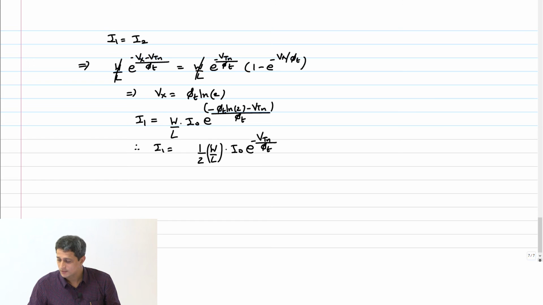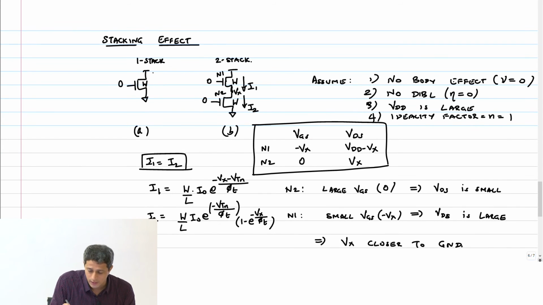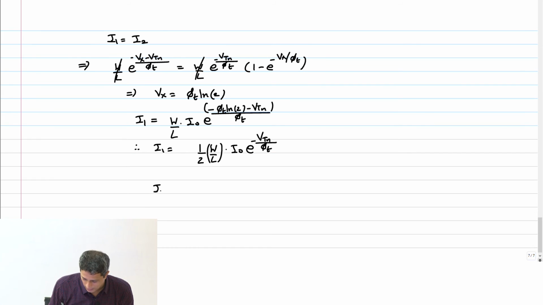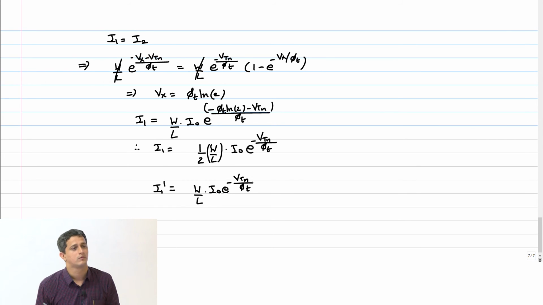Now let's go back and you tell me what is the leakage current through this transistor. Let me call this I1 prime. What is I1 prime? What is VGS for this transistor? 0. What is VDS? VDD. So I can clearly write I1 prime as W by L into I naught e power minus VTN by phi t. Correct?